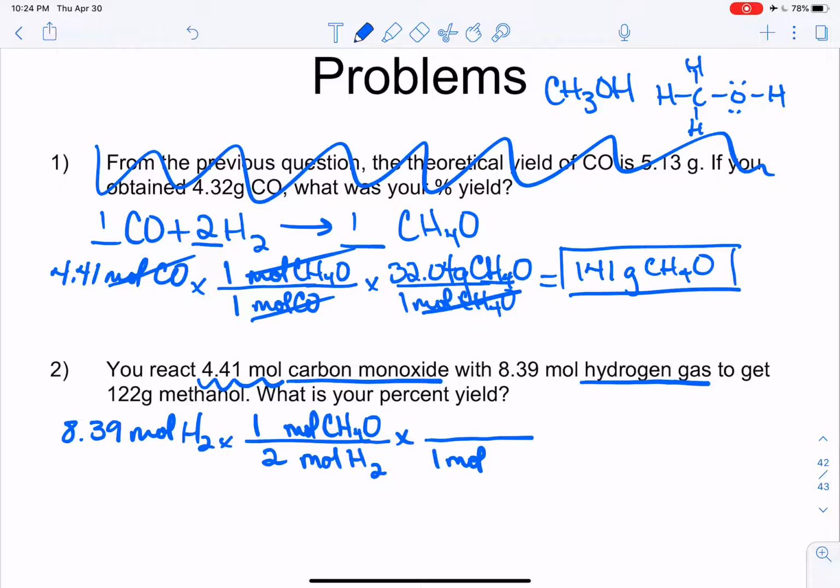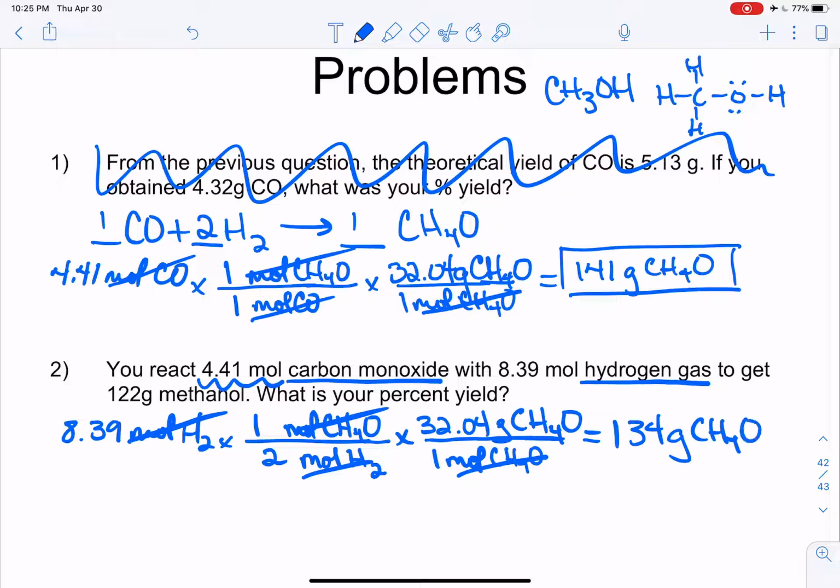So we're going to have a molar mass of methanol here. So 1 mole of methanol weighs 32.04 grams. Oh my goodness, my eraser doesn't want to do it. Okay, there we go. Thank you, Mr. Eraser. All right, so 32.04 grams of methanol. Cancel out the moles, and we do the math on this, and what we're going to get is 134 grams of methanol.